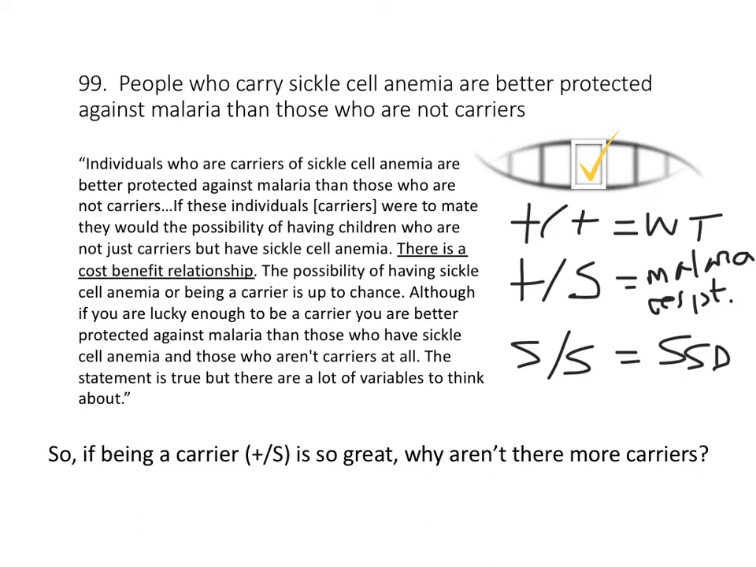So my question to you, just to think about, we're not going to talk about it right now, is if being a carrier is so great, if that's the best possible combination, but if you're plus over plus, you and your kids don't get resistance to malaria. So depending on which one of these two, plus over plus or plus over S, you want to argue is the best, why aren't there more carriers? Why aren't there more individuals in the world that are plus over S, that are heterozygous for the mutation? So thought question.